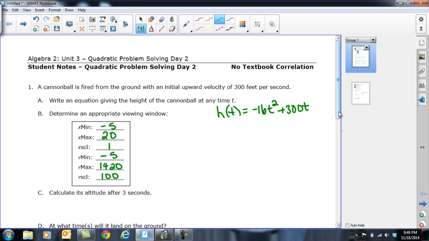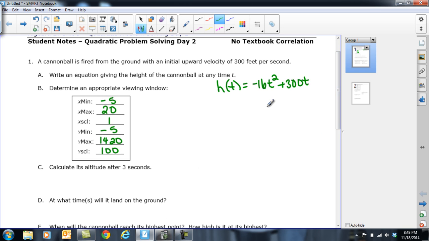So part C asks us to calculate the altitude after 3 seconds. So they want the height after 3 seconds. We did this yesterday. You just need to plug 3 into here so we can find out what it equals. So I have -16 times 3 squared plus 300 times 3. And that's just a simple calculator thing. I'm going to type it in. And this comes out to equal 756. So after 3 seconds, the cannonball is at 756 feet.